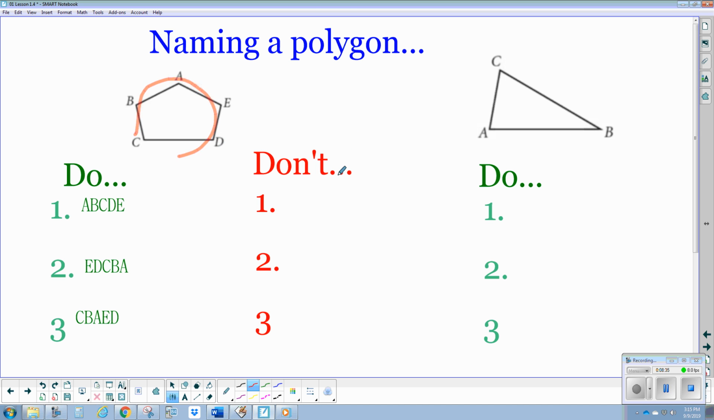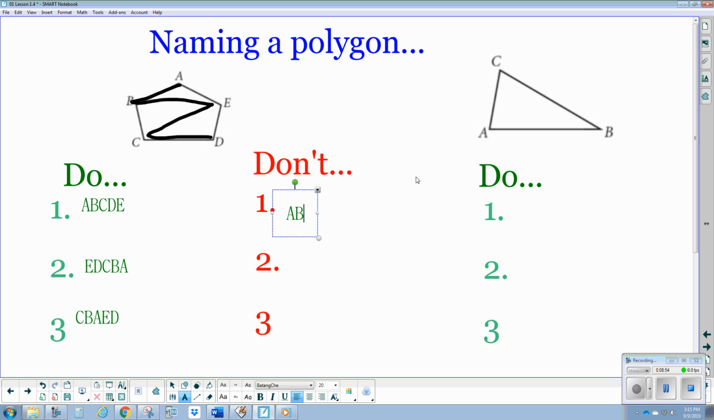What you cannot do, so when you name polygons, remember you have to follow along the sides of the polygon. What you cannot do is name a polygon like you read from left to right, top to bottom. An example of something that would not work would be just the one I outlined, A, B, E, C, D. That does not work. D, E, A, C, B does not work because A and C are not consecutive vertices. Another one that wouldn't work would be D, B, A, E, C. That doesn't work because D and B are not consecutive vertices.